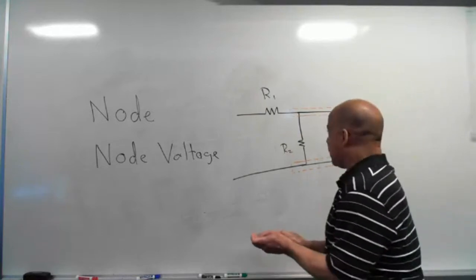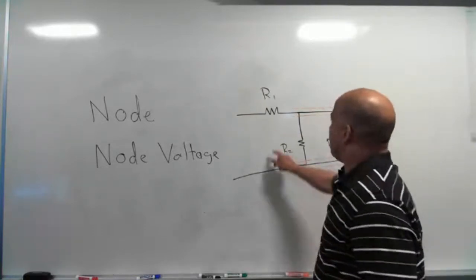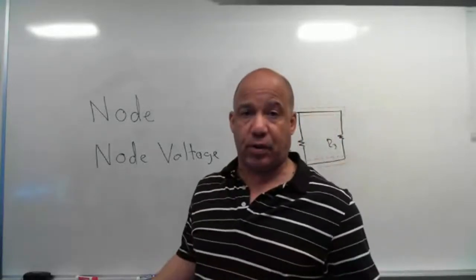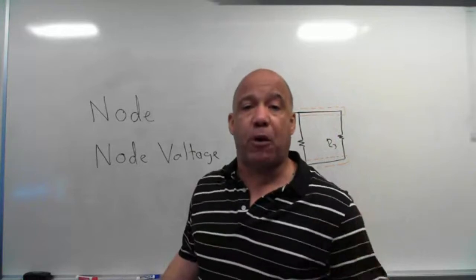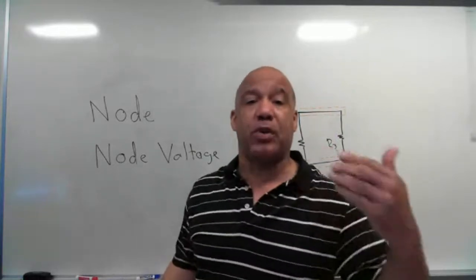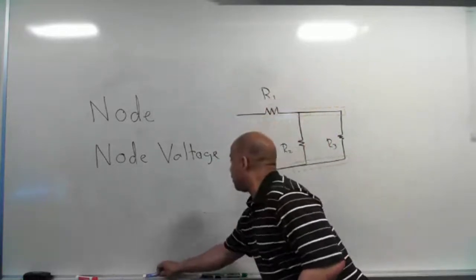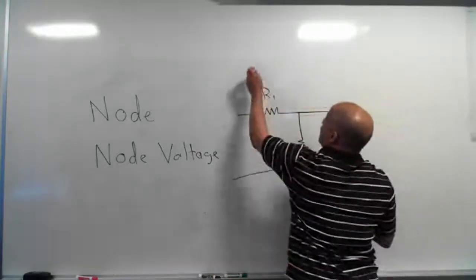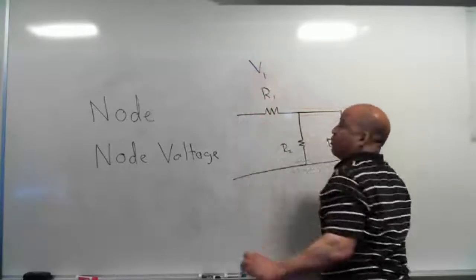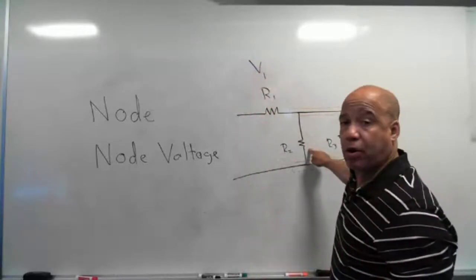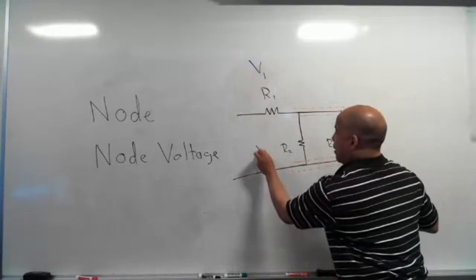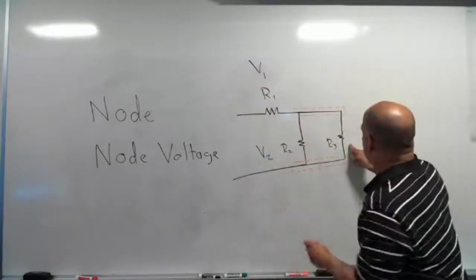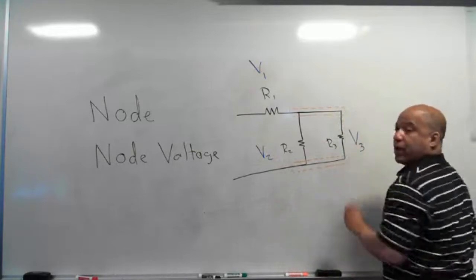Now, what you can do with this, if I want to talk about the voltage, remember what we said about voltage drops. Voltage drops exist across a resistor. If I want to name a voltage drop, I name it after the resistor. So the voltage drop across this resistor R1, I will call V1. The voltage drop across R2, I will call V2. The voltage drop across R3, I will call V3.